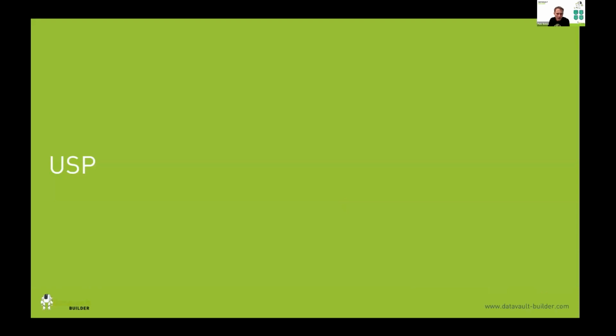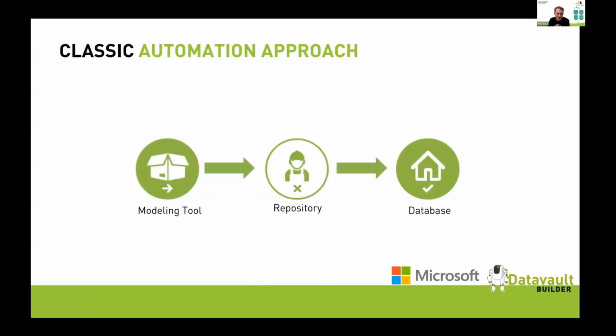And what do we do differently from other providers? A classic automation approach is that you have a modeling tool, which can be something classical like Erwin or PowerDesigner, and you usually work against the repository. So you work against a database, against flat files, and you define all your metadata. At some point you press the button, and from the metadata, the implementation is generated on the database.